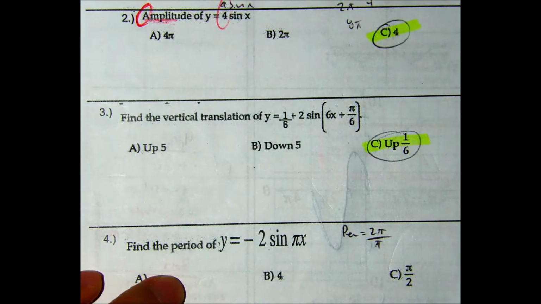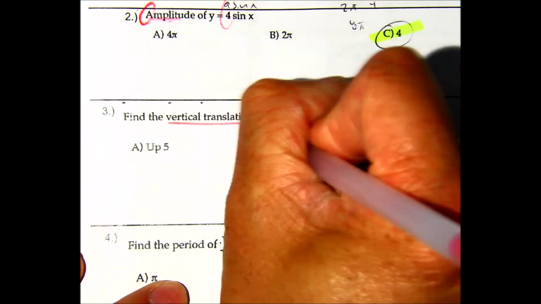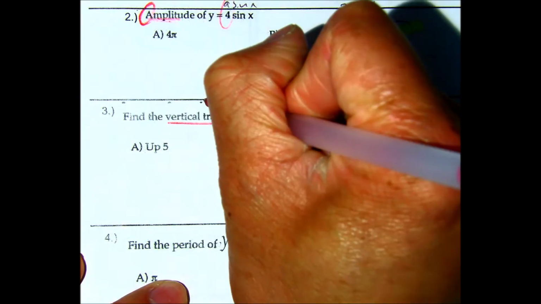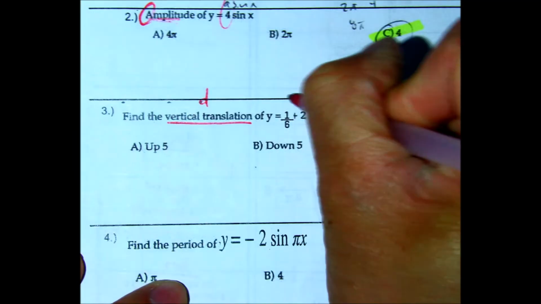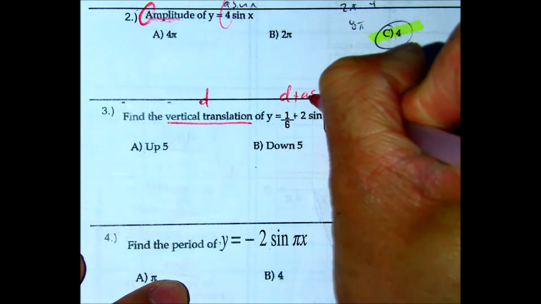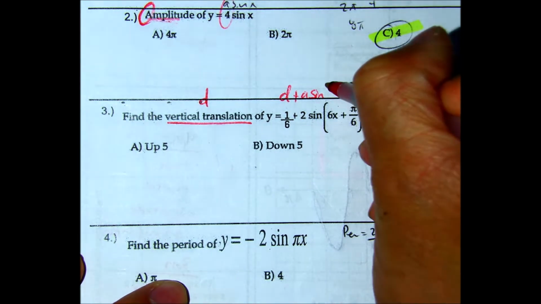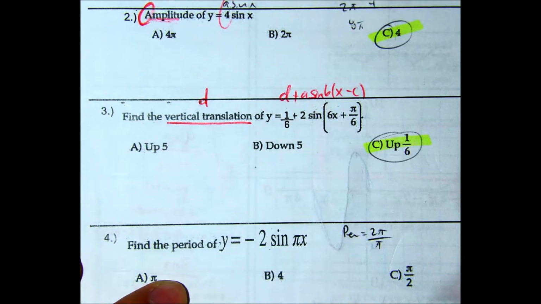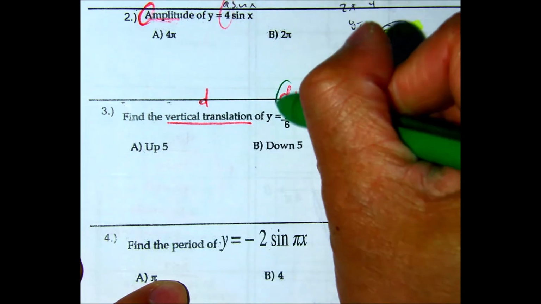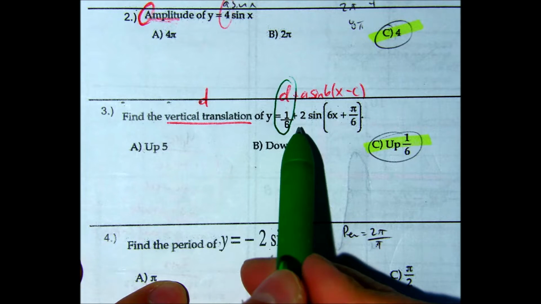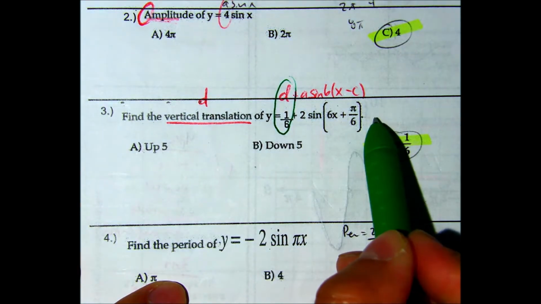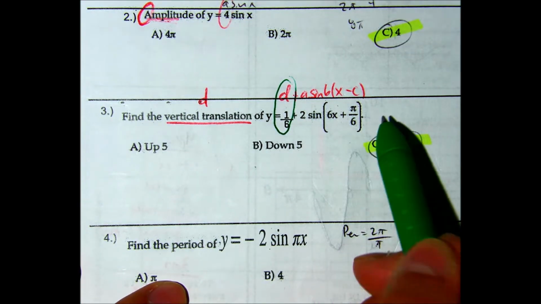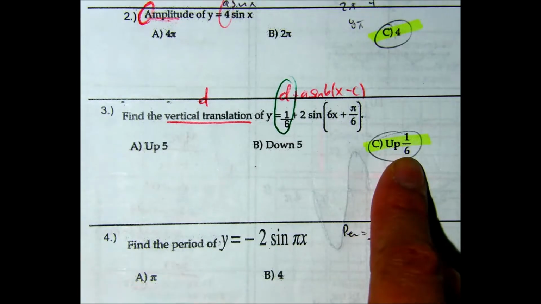Question number 3, find the vertical translation. Vertical translation is letter D. So this is D plus a sine. In this problem, they should factor out if we needed it. But we're just looking for the D value, and the D value is the constant. How do you know it's the D value? It says plus or minus. Now, sometimes they put it over here as well, so pay attention to that. And it's positive, so you're going up.